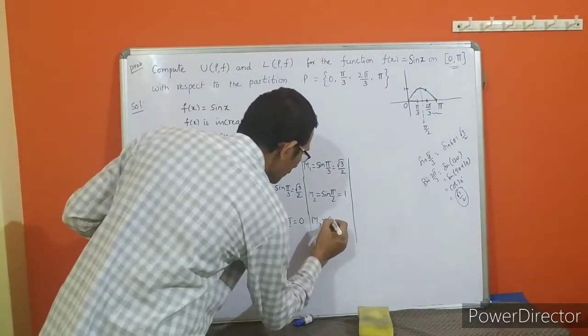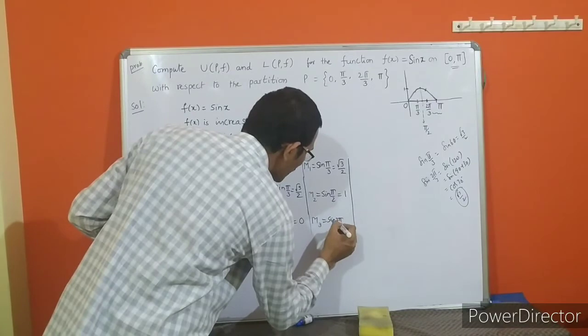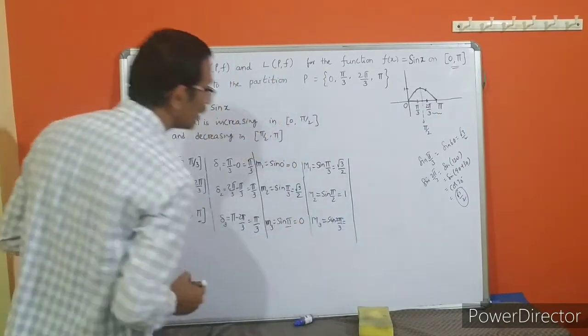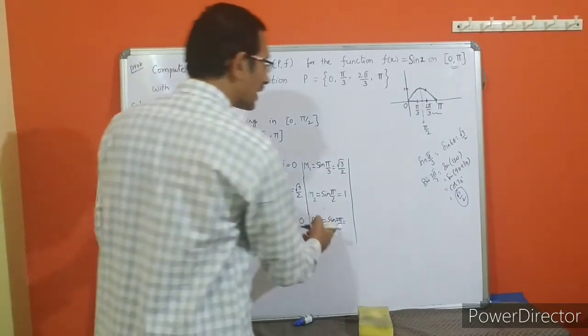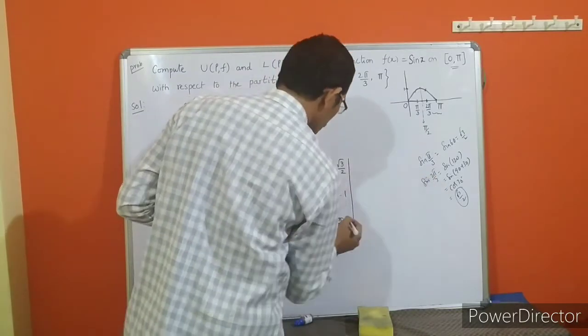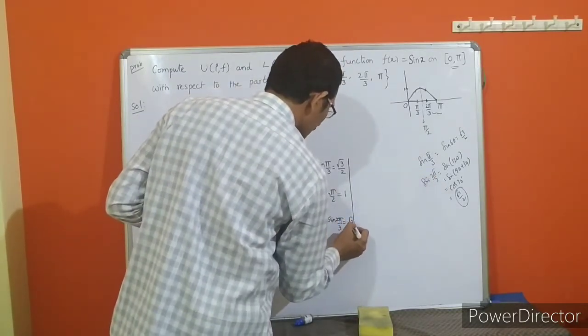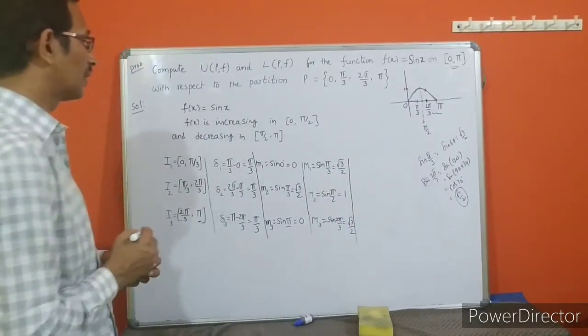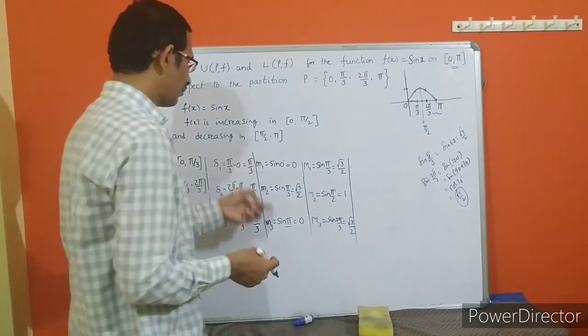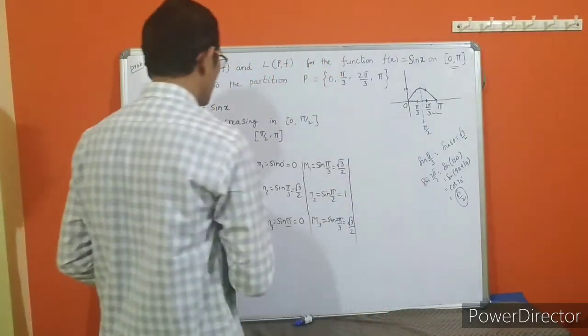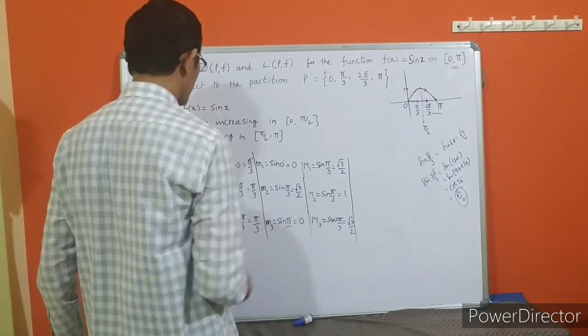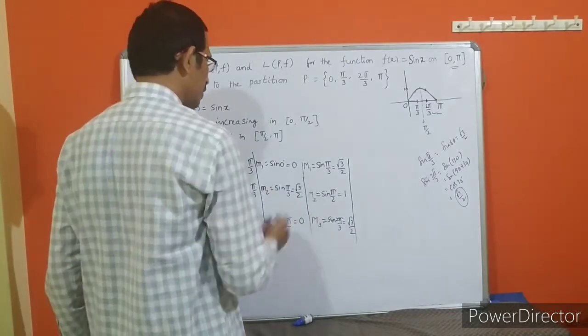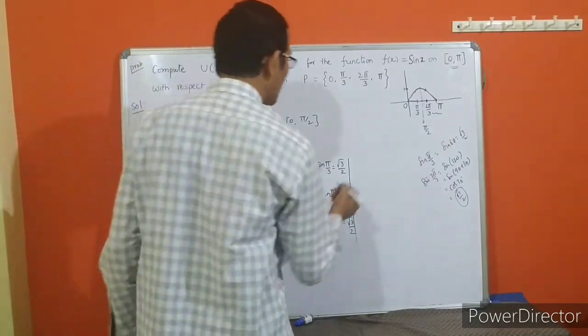That is sine 2 pi by 3. What is sine 2 pi by 3? Sine 2 pi by 3 is nothing but sine 120, and you know it as root 3 by 2. Now you know m1. Okay, m1 into m3. Here also the supremum is m1 into m3. Then you can easily find m1 delta 1.